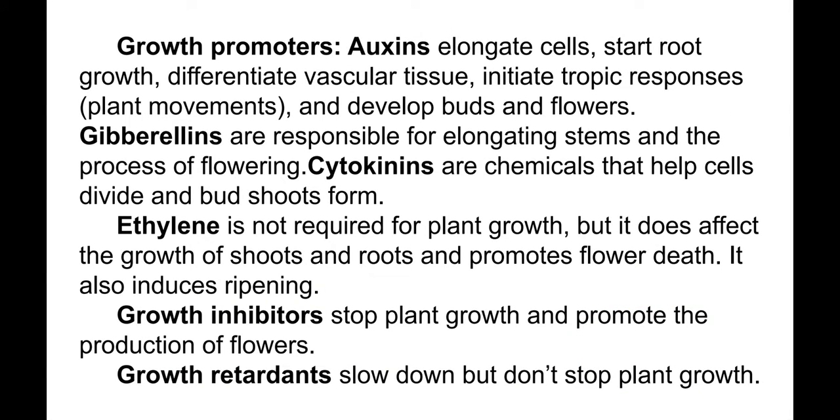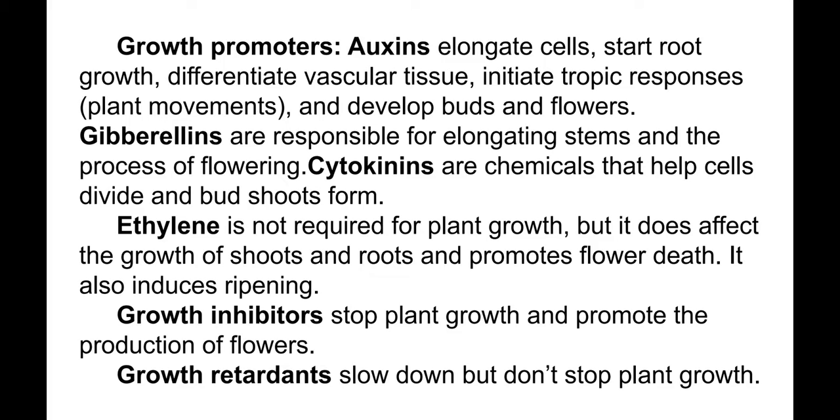Okay, growth promoters. There are some popular ones, which are auxins. What they do, you can read: they elongate cells, and they start growth of roots, etc. And gibberellins, which are responsible for elongation and flowering, and cytokinins. Okay, I have a problem pronouncing it. These are chemicals that help cell division, and they produce branching of the plants.